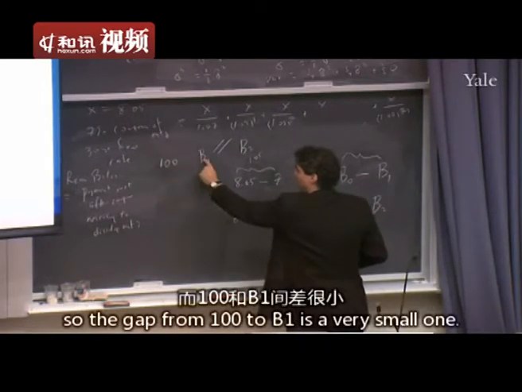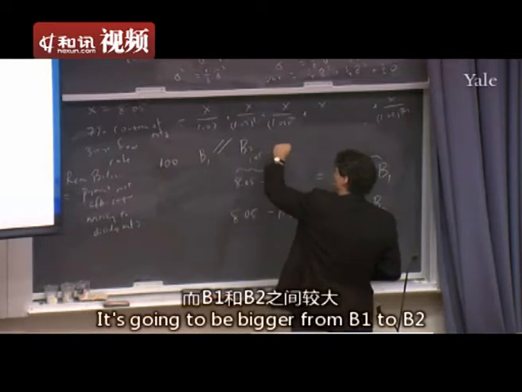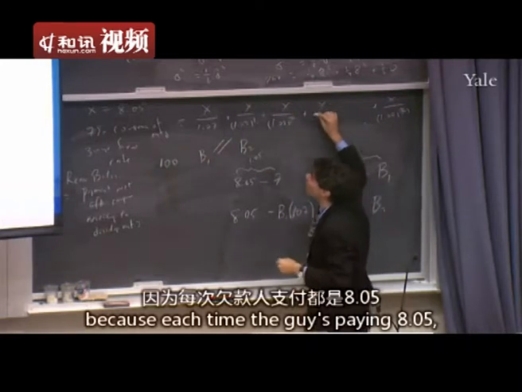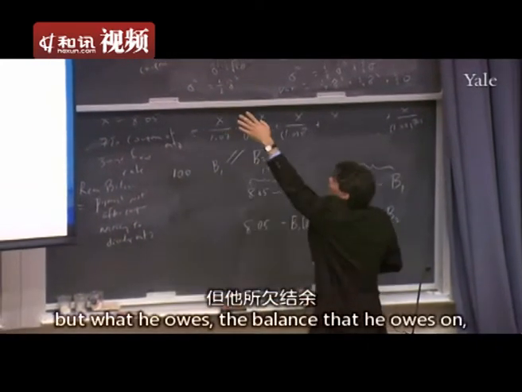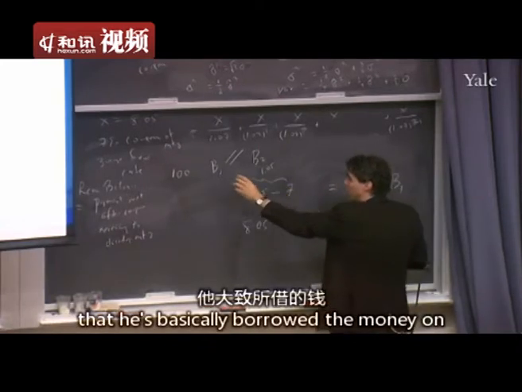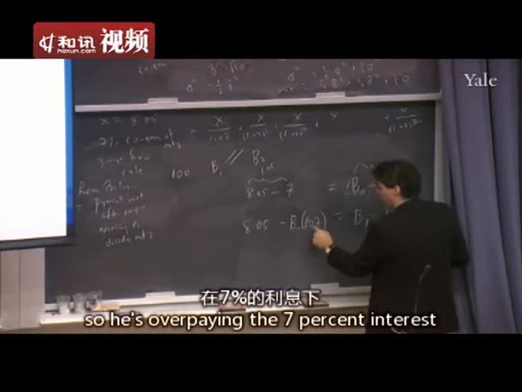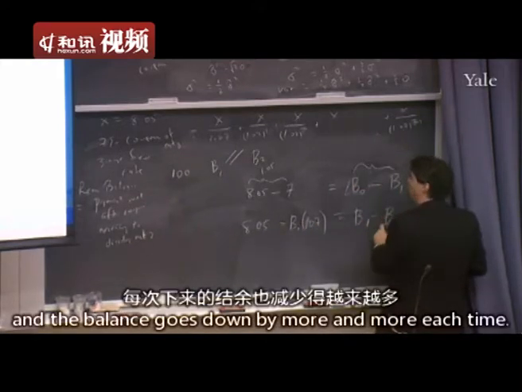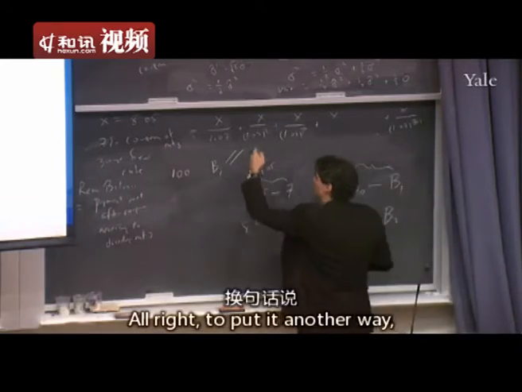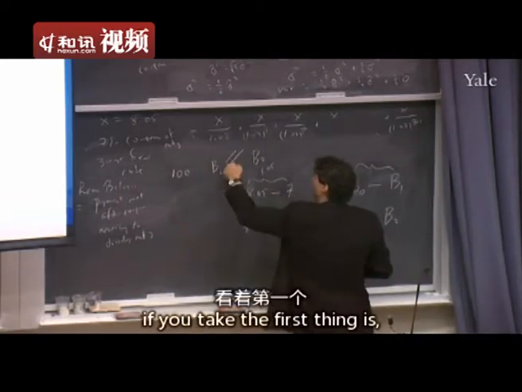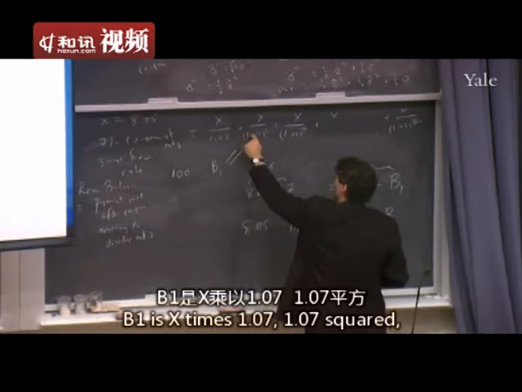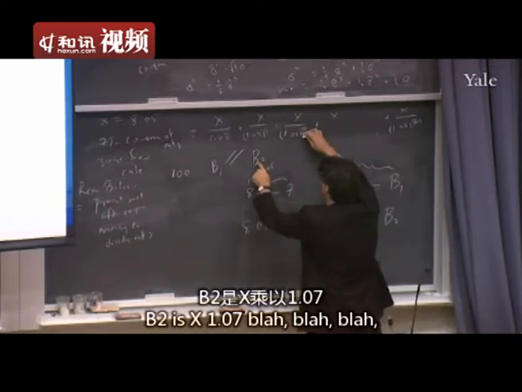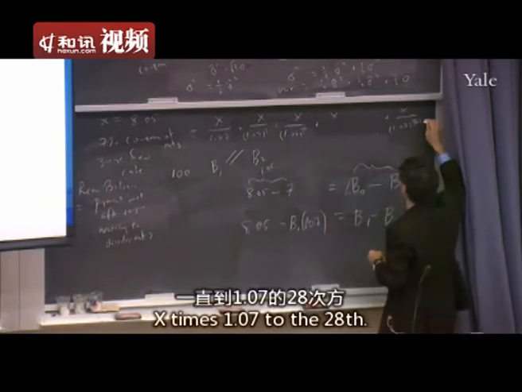So the gap from 100 to B1 is a very small one. It's going to be bigger from B1 to B2 and keep getting bigger and bigger. Because each time the guy's paying 8.05, but the balance that he's basically borrowed the money on is a smaller and smaller number. So he's overpaying the 7% interest by a bigger and bigger amount, and the balance goes down by more and more each time. Or to put it another way, B1 is x times 1.07, 1.07 squared, 1.0729. B2 is x times 1.07, and so on, x times 1.07 to the 28th.